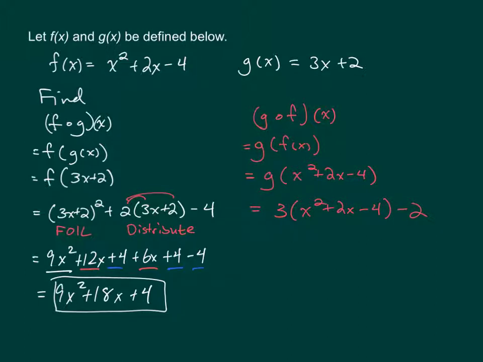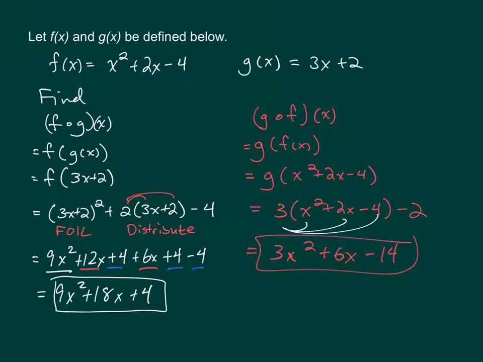Now to simplify, you just have to distribute this 3 to all three terms on the inside, and you will get this for your final answer. Now I went ahead and distributed the 3 to the negative 4 and got negative 12, and subtracted 2 more right away. So this is your answer for the composition g compose f of x with these two functions.